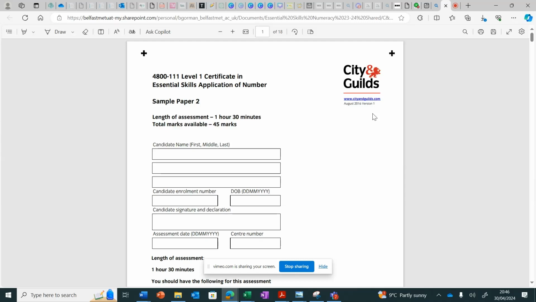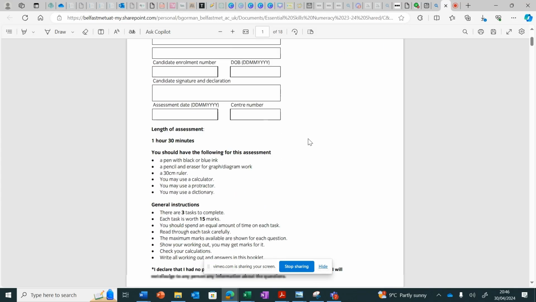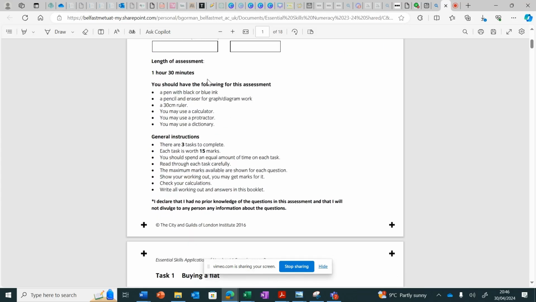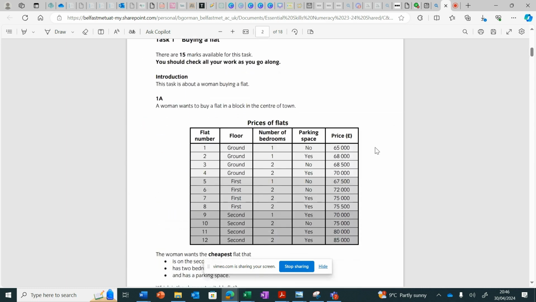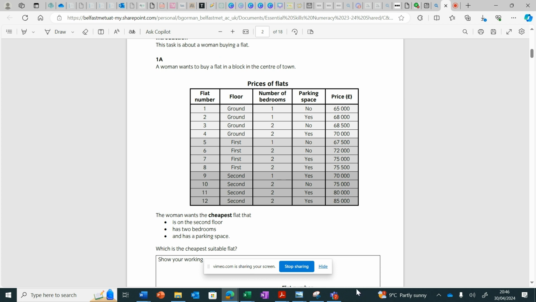Level 1 paper, sample paper 2. Let's have a quick look at it. It's 1 hour 30 minutes. There's 3 tasks. Each task is worth 15 marks. So let's begin. So first task is about a table of information about somebody buying a house by the looks of it, a flat.